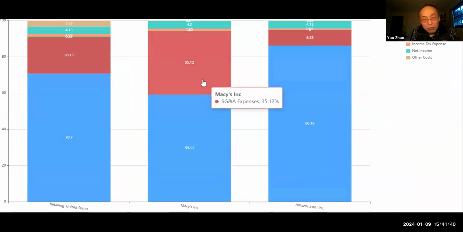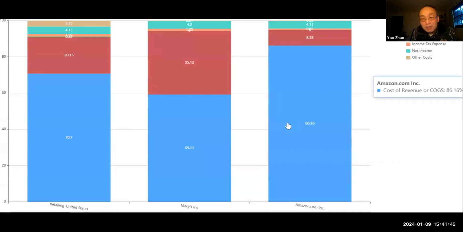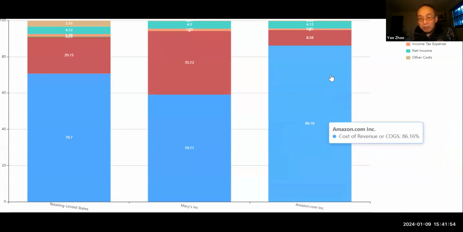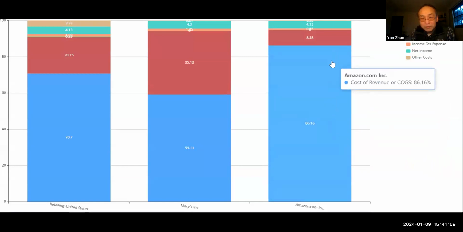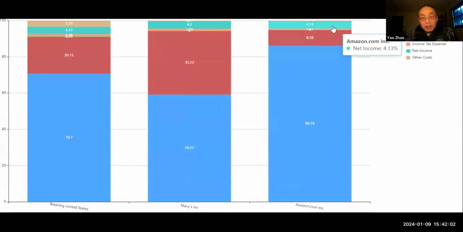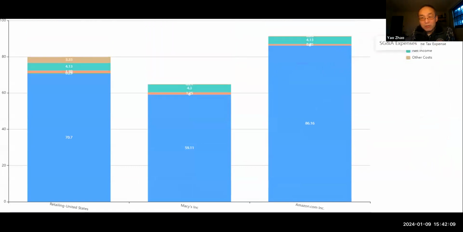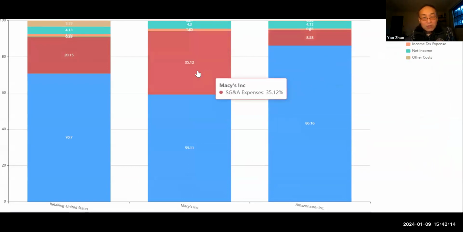It's going to mark up to $150 or something to sell, and Amazon will mark up maybe just $16, $116, right? We'll just mark up $16 on the product because of its much higher cost of goods sold as a percentage of the revenue. Now, Amazon still makes about the same amount of money in this year, because it's operationally extremely efficient. And look at SG&A expenses, right? It's only about 8.5%, and Macy's 35%.